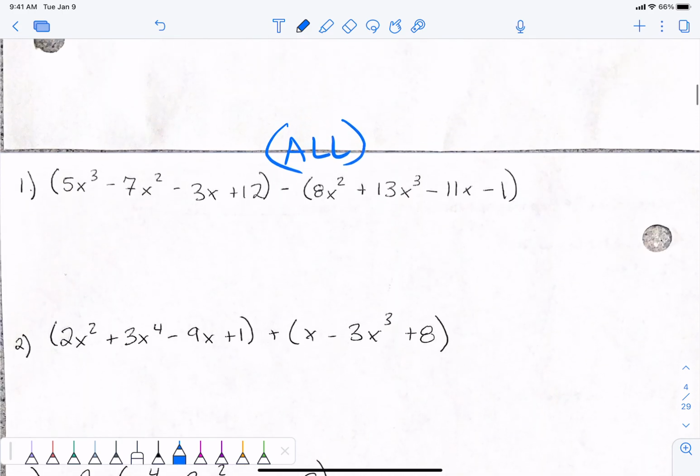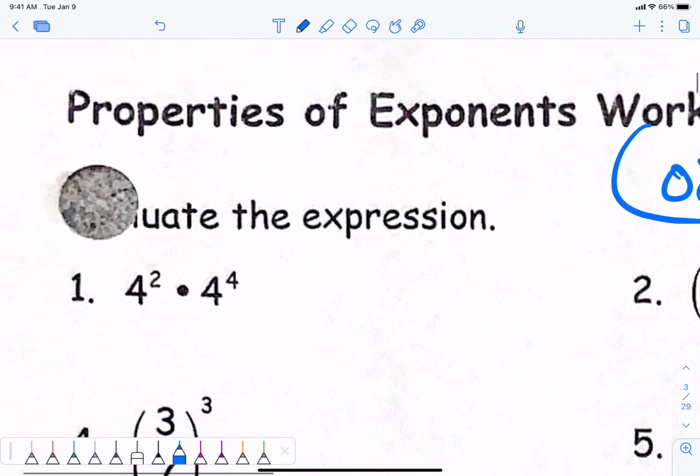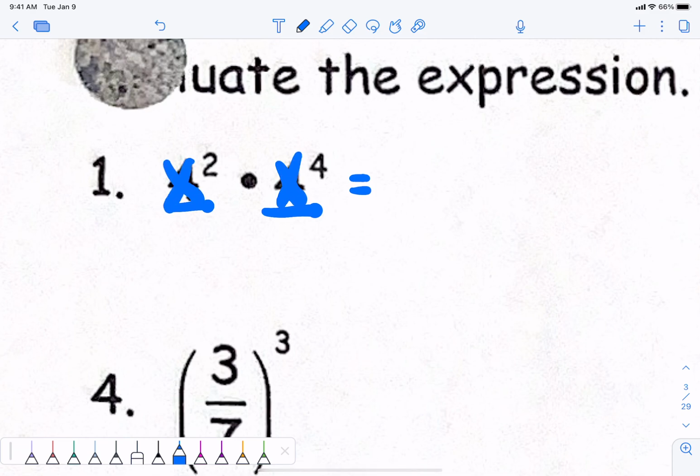This is just like FOIL, except the first part. Your first problem, number 1, you don't have this paper yet, but I'll show you. We have 4 squared times 4 to the 4th power. You don't multiply the 4s together. It stays 4. If this was 4x squared times x to the 4th, x to the, is it 6 or 8? 6, because you're adding. But the 4 stays 4.